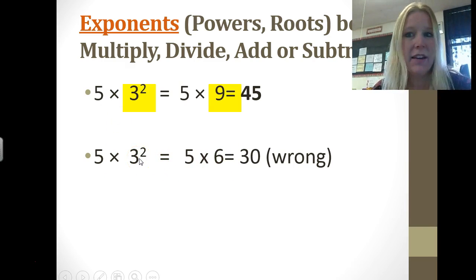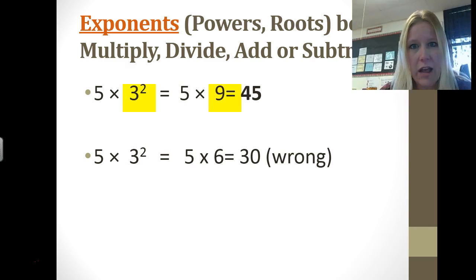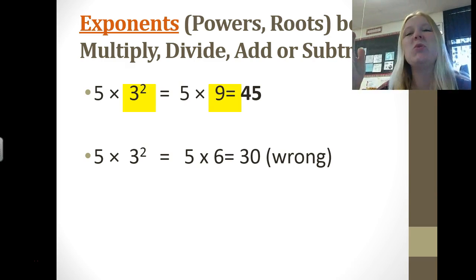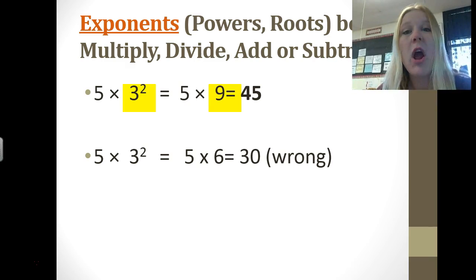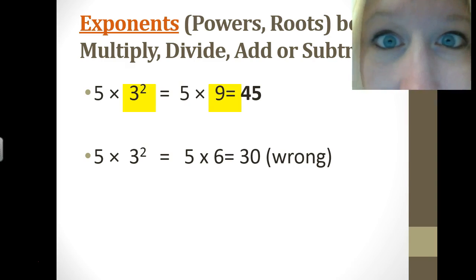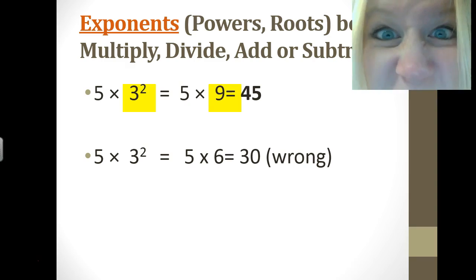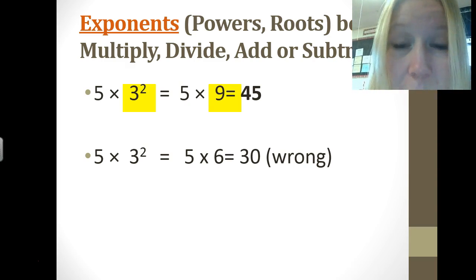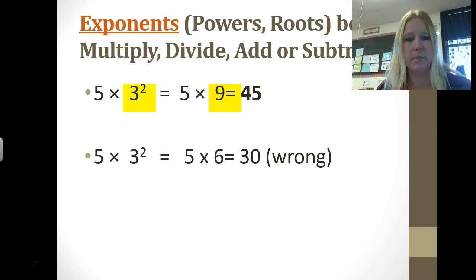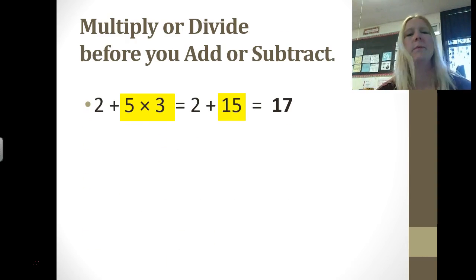Because it does not mean times 2. Do not think that 3 to the power of 2 means times 2. It never means times 2. That tells you how many times to multiply that number by itself. I'll say it again. That little number tells you how many times to multiply the number by itself, not times that number. Excellent. I think I said that very thoroughly.